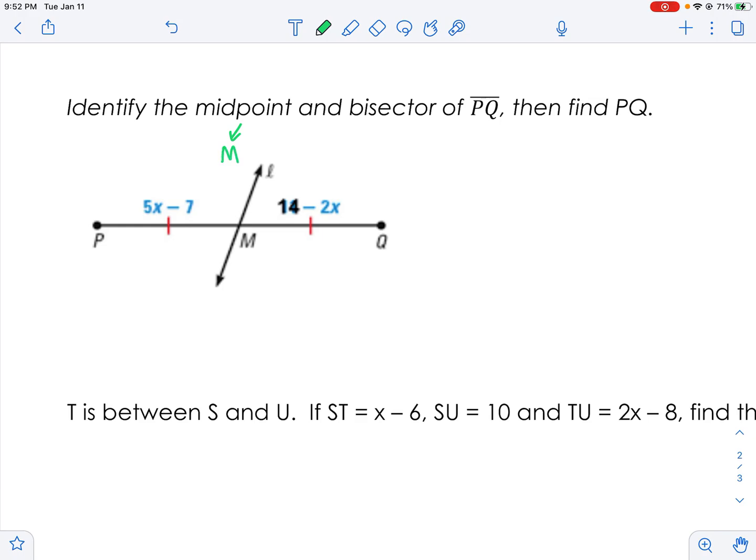Well, what would be the bisector? What was the thing that did the cutting in half? If you said line L, you're correct. And now it's time to find PQ, but first I have to solve for X. Now, these ticks are a big clue to us, and we have that word midpoint and we have that word bisector. Remember that the ticks mean that those parts, that those pieces are exactly the same.